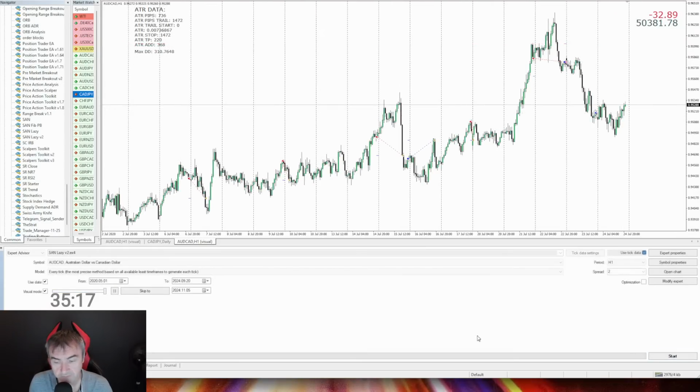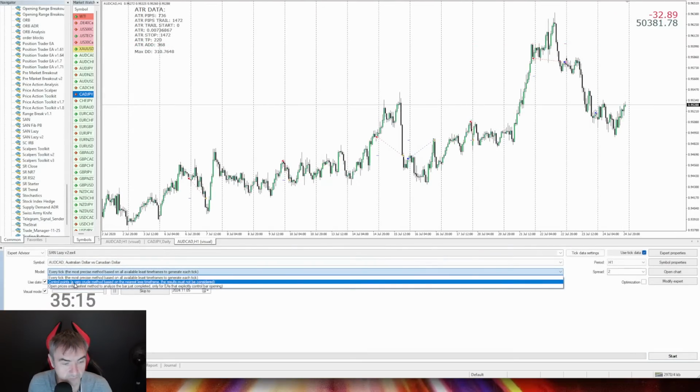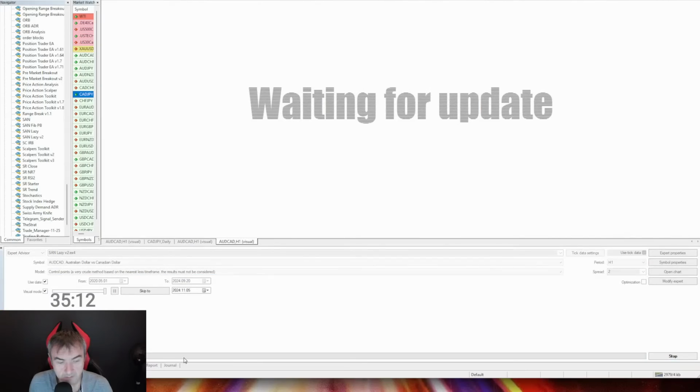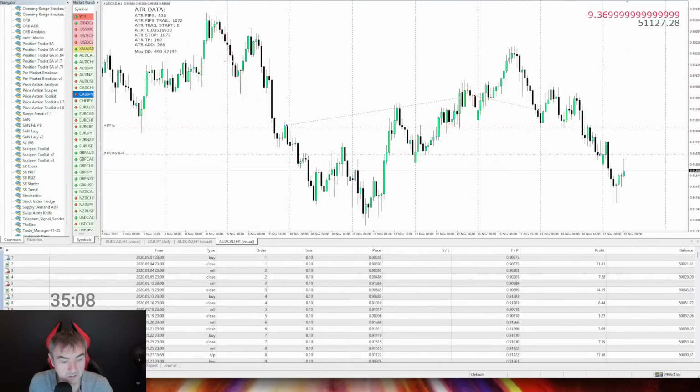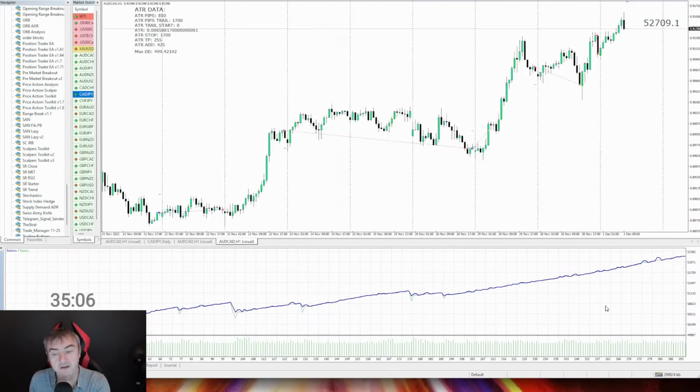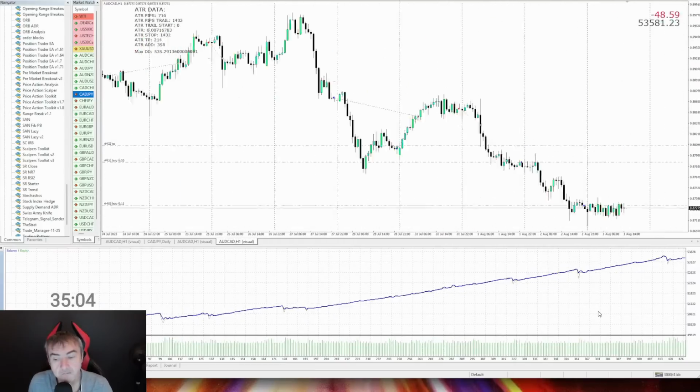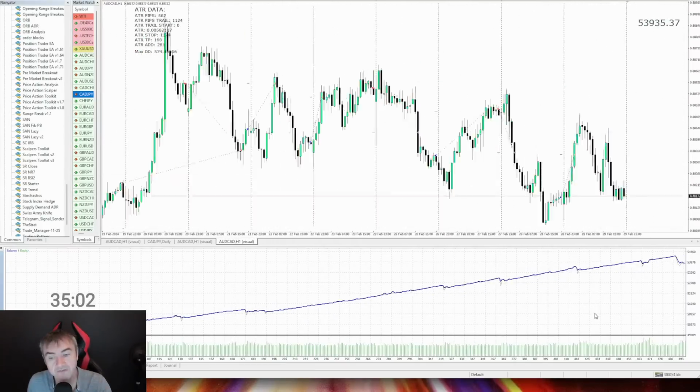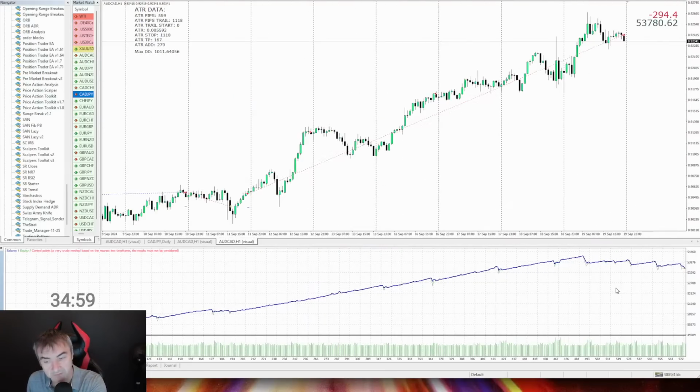This is running on every tick, so it's quite slow. But if I whack it into control points, and let that run, you can see it's pretty good. Yeah, but it does hit stagnation when something goes into a trend, as it's going to do now. Yeah, there's nothing you can do about that. It's a mean reversion strategy in a trend. It ain't going to work, right?